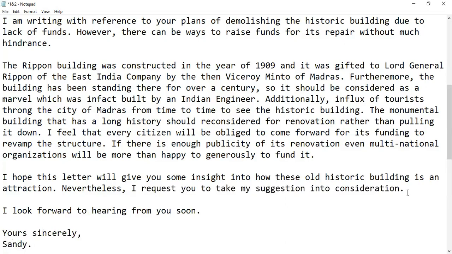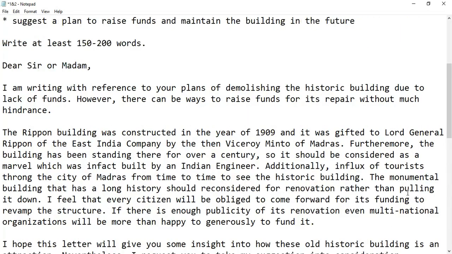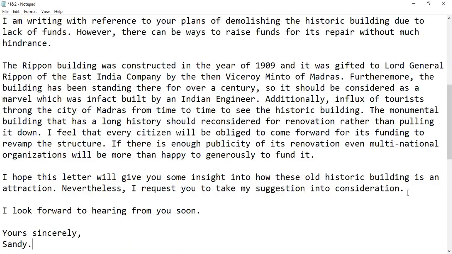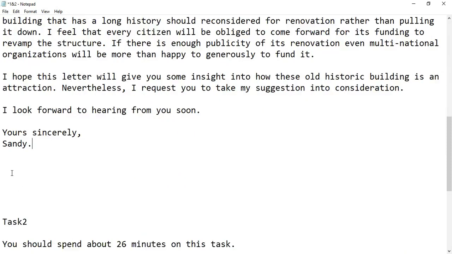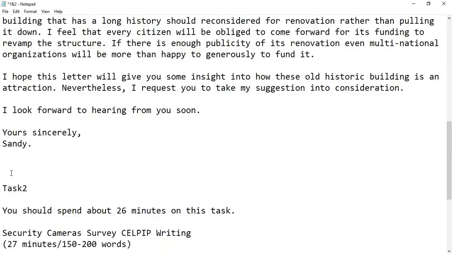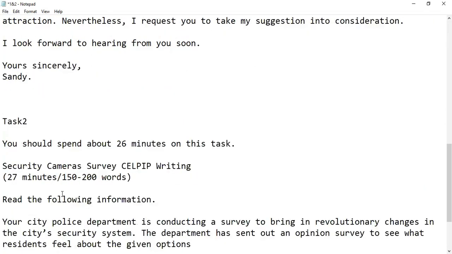All right. So we have crossed over 150 words, which is a good letter. And we also made sure that we crossed the 175, but we never exceeded the 200 limit. Another 10% can be added on. That is what I was told by the assessors of the CELPIP test. Anyway, so let us look at task 2 and let's deal with it.